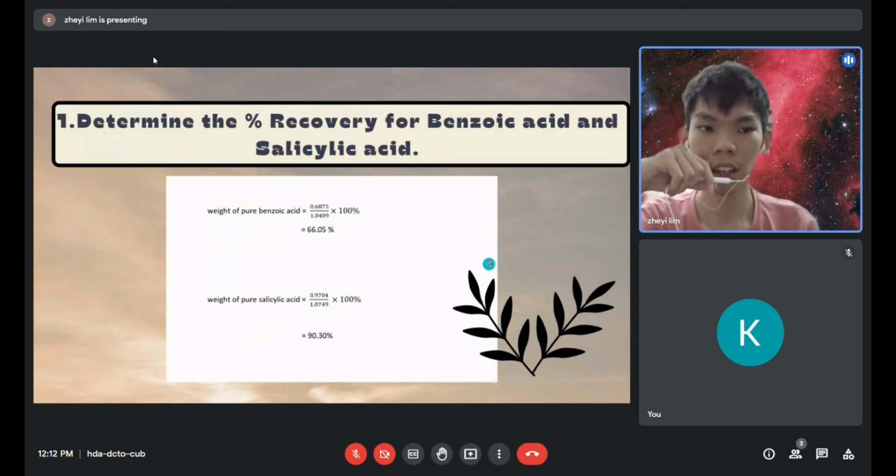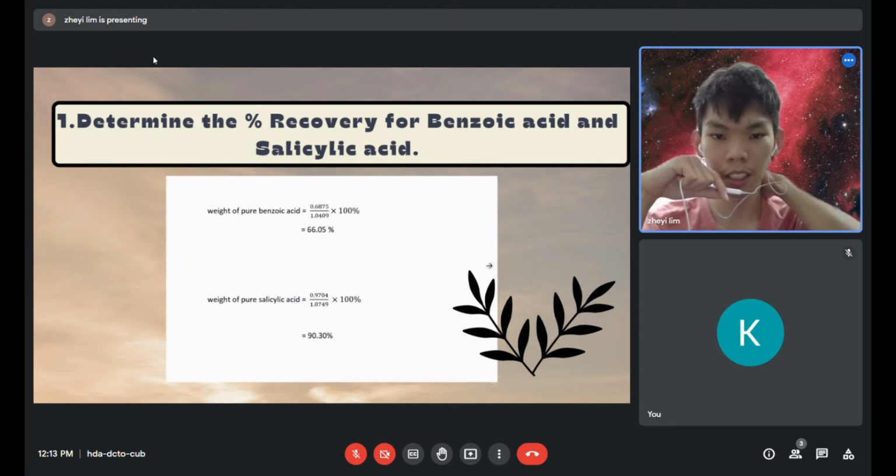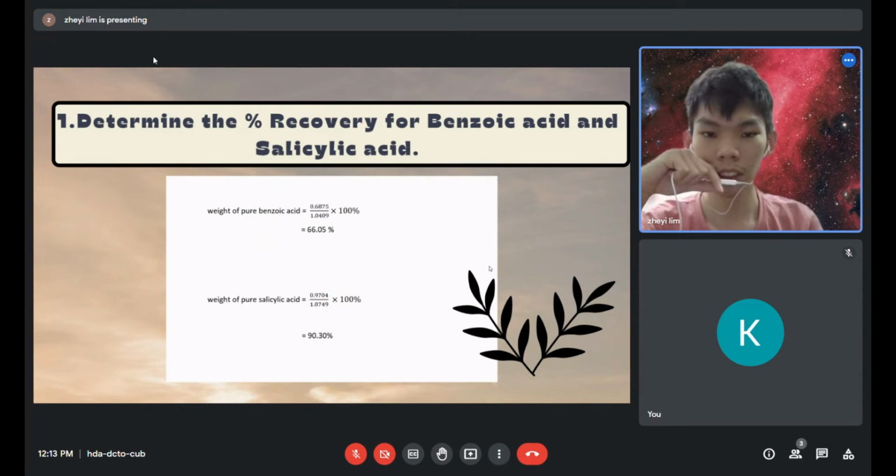And now, I will talk about the first question. Determine the percent recovery for benzoic acid and salicylic acid. So, first, I will use a formula which is shown in the lab manual. The percent recovery equals the weight of pure substance after recrystallization, divided by the weight of impure substance before recrystallization, multiplied by 100%.